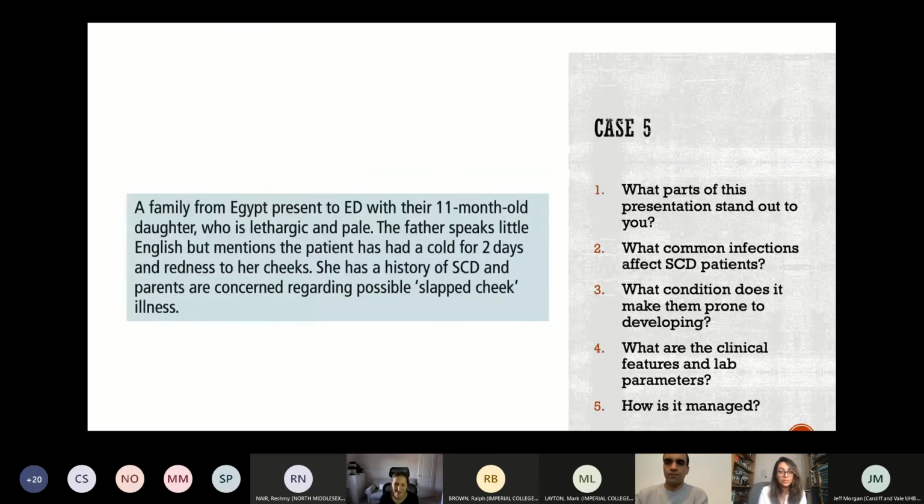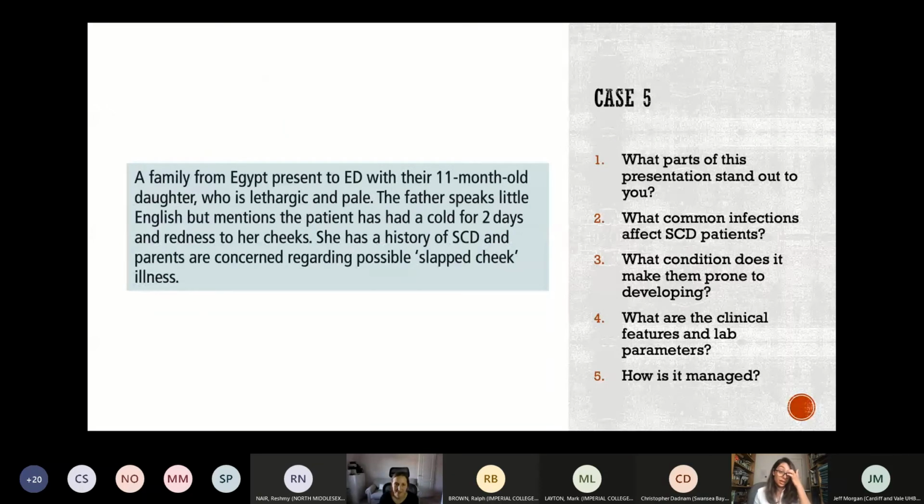So moving on to case 5. This one here, we've got a family from Egypt who present to ED with their 11-month-old daughter. She's lethargic and pale. The father speaks little English, but mentions that the patient has had a cold for the past 2 days and she's a bit red to her cheeks as well. She has a history of sickle cell disease and the parents are concerned regarding the possibility of slap cheek illness.